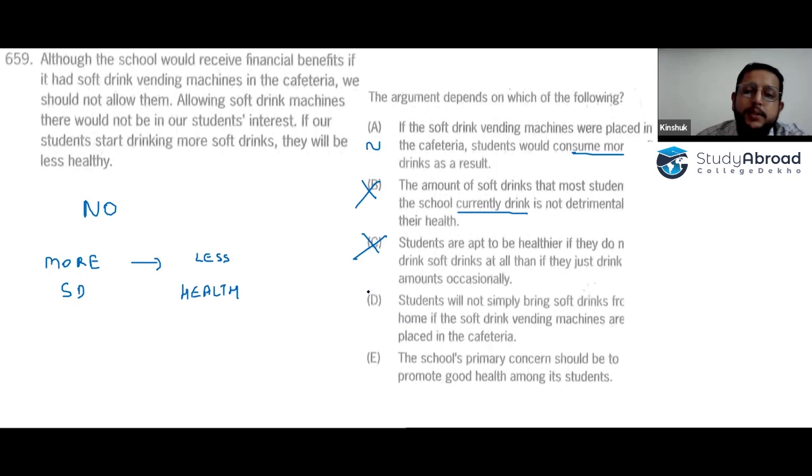Then the last one: the school's primary concern should be to promote good health among its citizens. Okay, this part is completely right. Yes, promoting good health among its students should definitely be there. But is that what the author is going for? That is not what is backing the author's argument. The author already has the good interest of students, and is already trying to promote good health. But the author is not commenting on what should be the primary concern, right? So again, answer choice E will be eliminated.